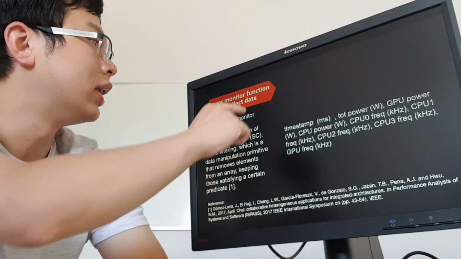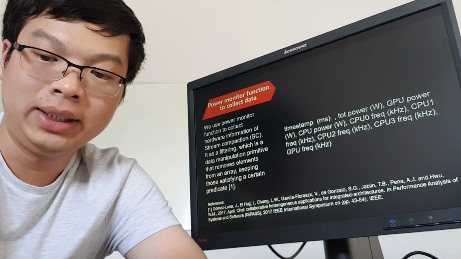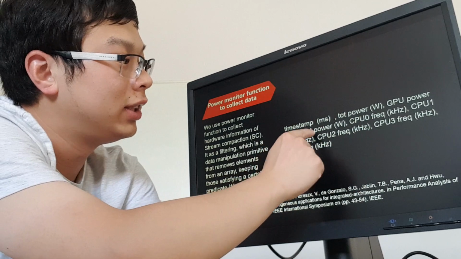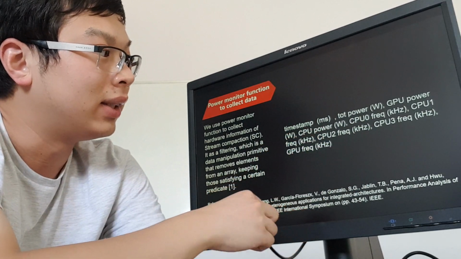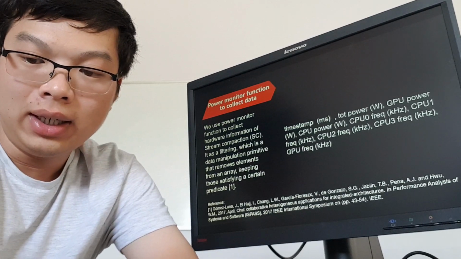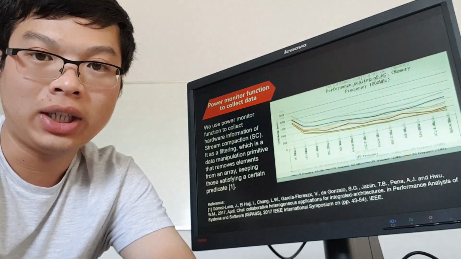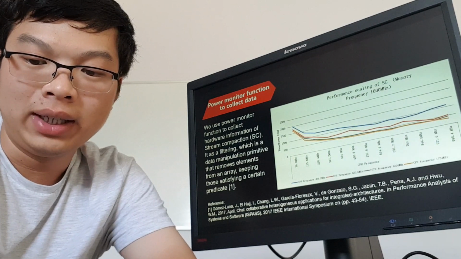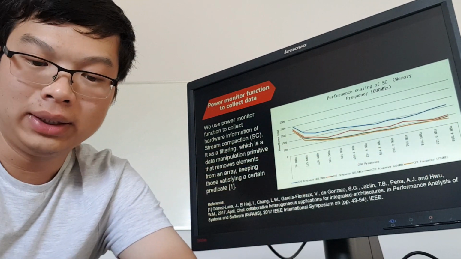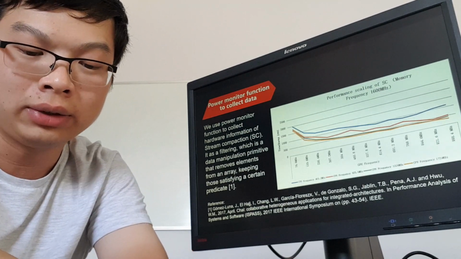We first use the power module function to collect the hardware running data. It includes the timestamp, total power, GPU power, and CPU power, and also collects the 4-core CPU frequency and finally the GPU frequency. For the original data analysis, we just made this line chart. It only shows the linear relationship among all the parameters. We can't get the best frequency and power consumption result from it.